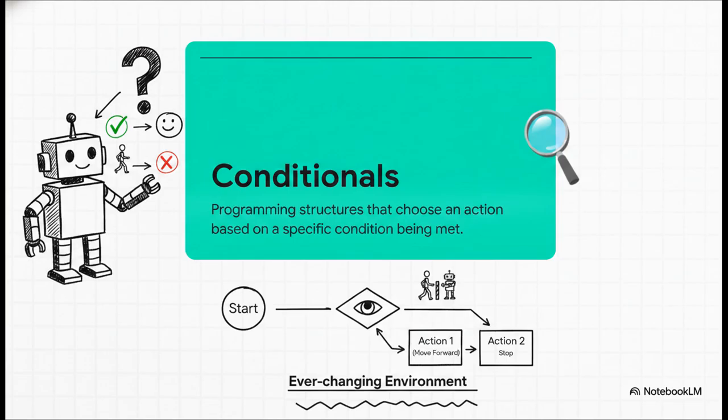So the crucial point is understanding decisions, which are also known as conditionals. These are programming structures that choose an action based on a specific condition being met. Honestly, this is where the magic happens. Instead of blindly executing a command, the robot actually checks a condition first. Like, is the path clear? If yes, move forward. If no, stop. Decisions are what actually make a robot's behavior flexible and adaptable to an ever-changing environment.